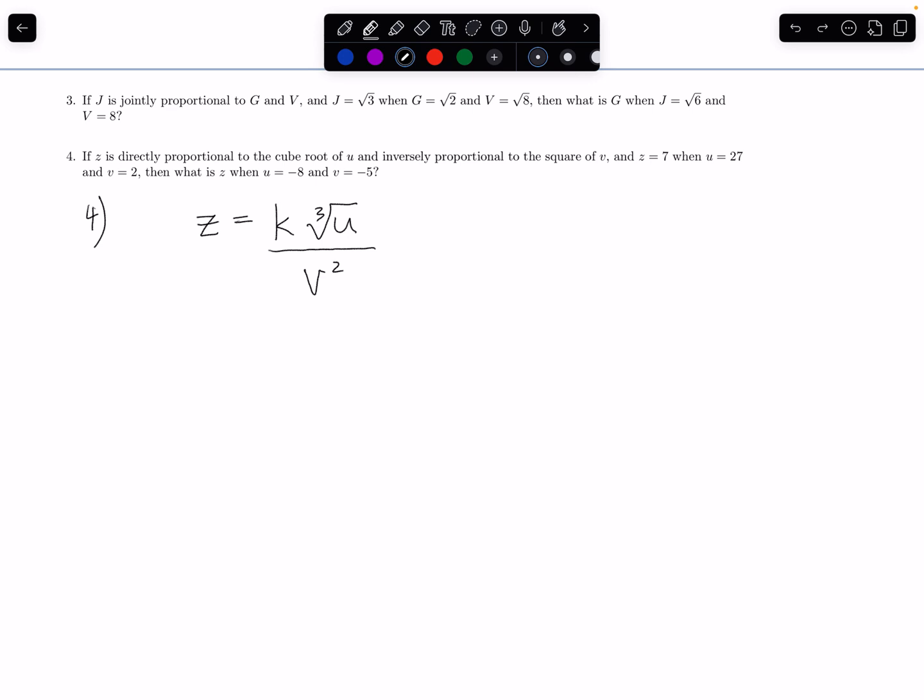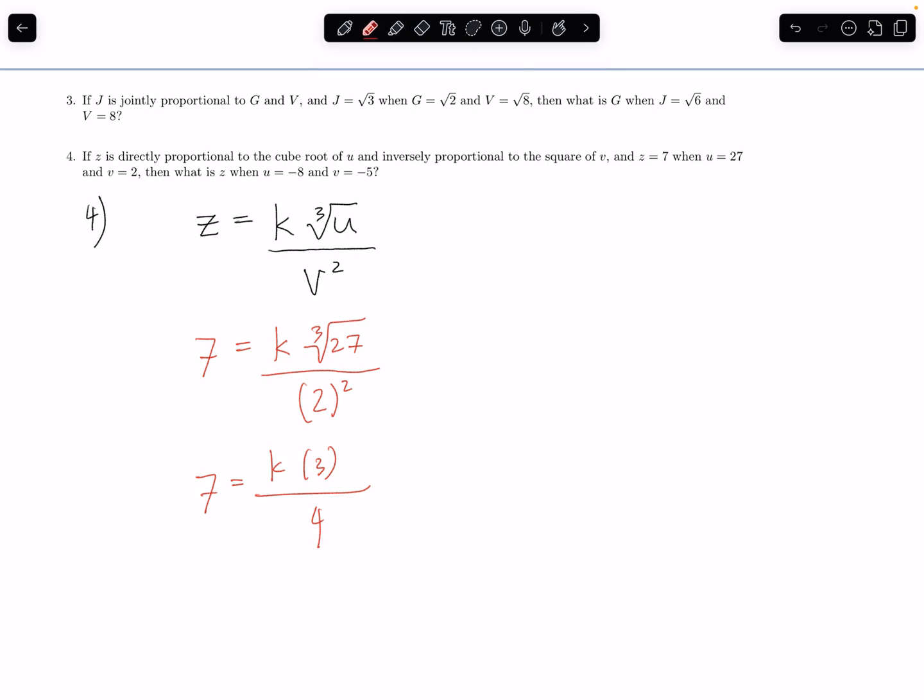I forget what colors I've been using. Let's just use red. So z is 7. k is what we're trying to figure out. u is 27, and v is 2. And then it's being squared, right? Okay, so cube root of 27, that's just 3. And 2 squared is just 4. So it's 3 over 4 times k.